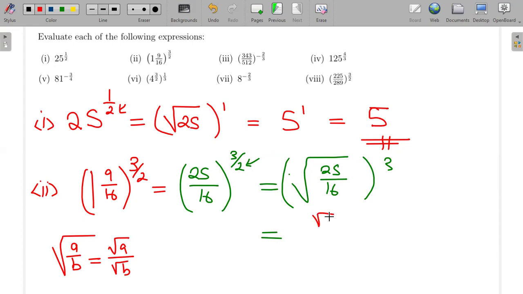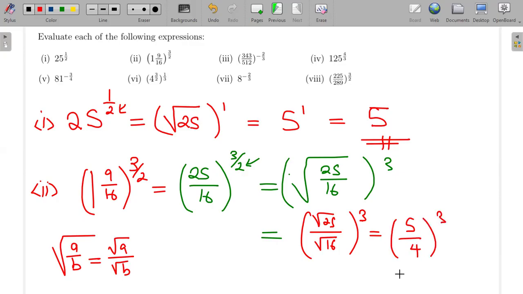So it will be the root of what now? Root of 25 divided by the root of what? 16. Okay. And then everything here to the power 3. So this will just be equal to, what is the root of 25? It's 5. What is the root of 16? It's 4. And then all this raised to power 3. Okay, so this will now be equal to.